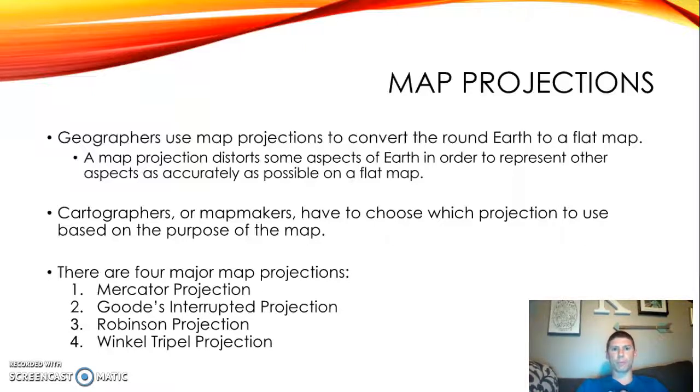Geographers use map projections to convert the round Earth to a flat map. A map projection distorts some aspects of Earth in order to represent other aspects as accurately as possible on a flat map.